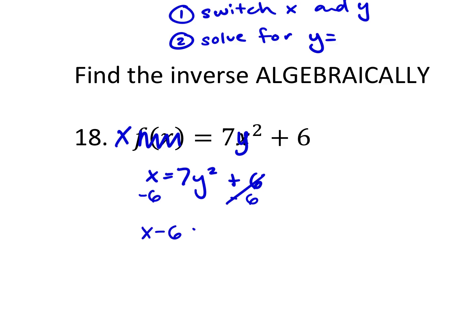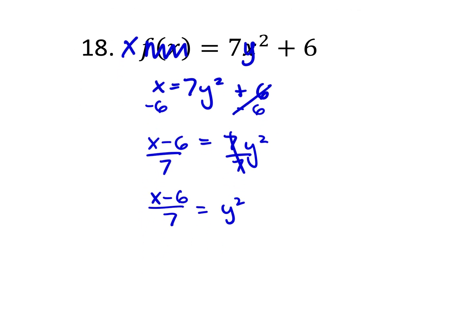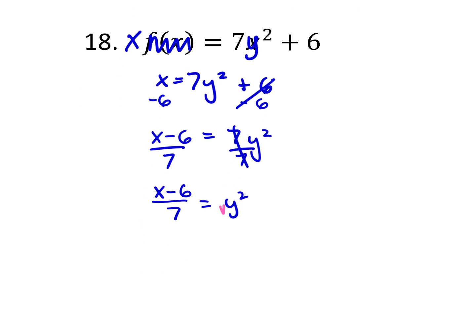X minus 6 equals 7y squared. What would we do next? Divide by 7. And then square root. So x minus 6 over 7 equals y squared. How do we get rid of the squared? Square root both sides. So we have the square root of x minus 6 over 7 equals y. What's the very last thing that we need to do? Put the inverse symbol. We got to put that little negative 1 on the y.